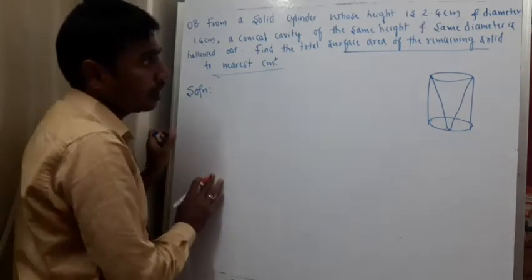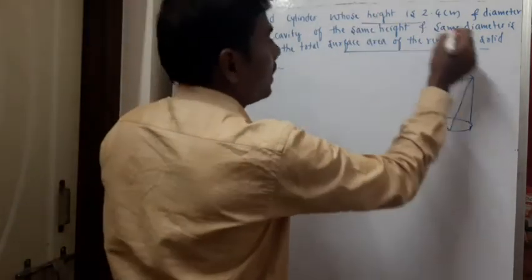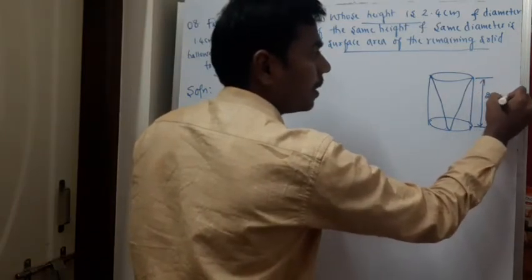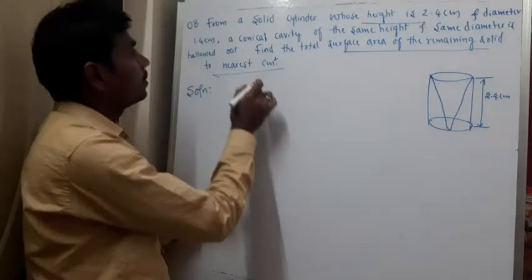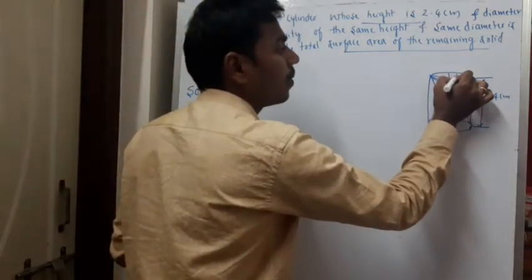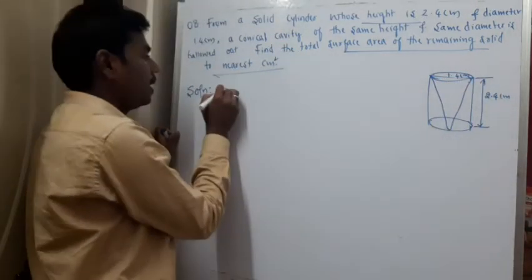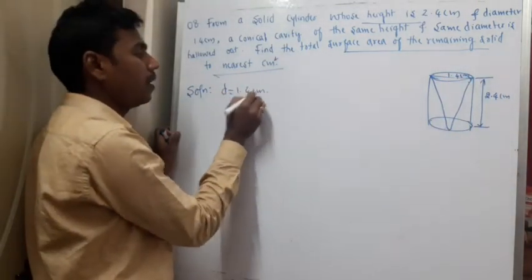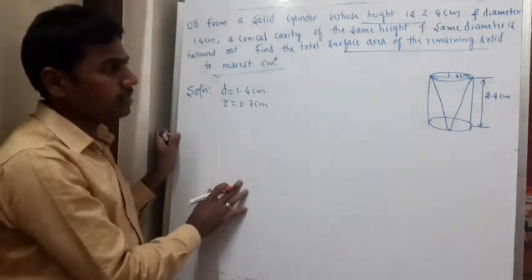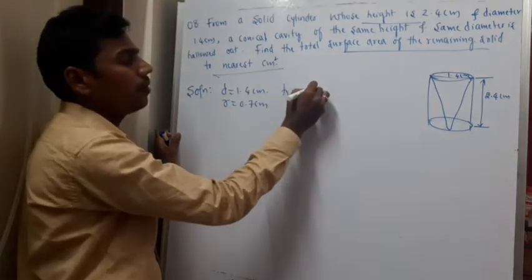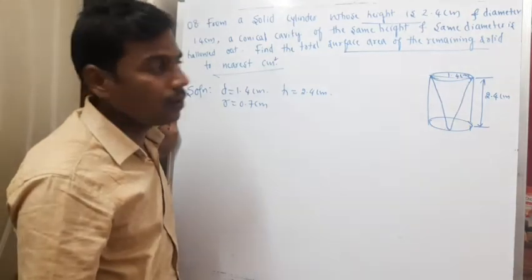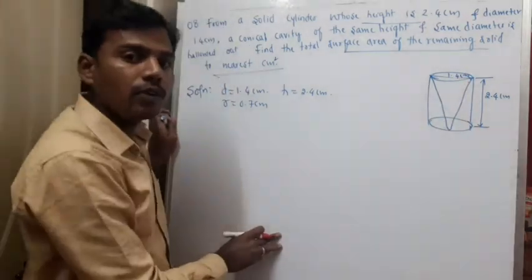Now, height is 2.4 centimeter. And what is the diameter? Diameter is 1.4 centimeter. So D is equal to 1.4 centimeter, whereas r is equal to 0.7 centimeter. 1.4 divided by 2 gives 0.7 centimeter, and height is 2.4 centimeter. But for finding the lateral surface area of the cone, what do we need? We need the slant height.